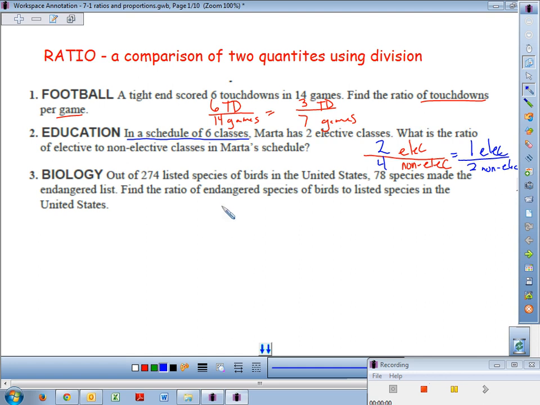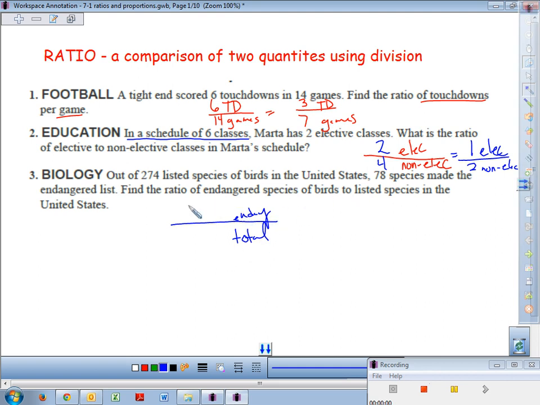So why don't you pause the video and give number 3 a shot. Read for detail. And as you can see, they want species that are endangered over the total number of species. The labels aren't that important; you just have to get the general idea across.